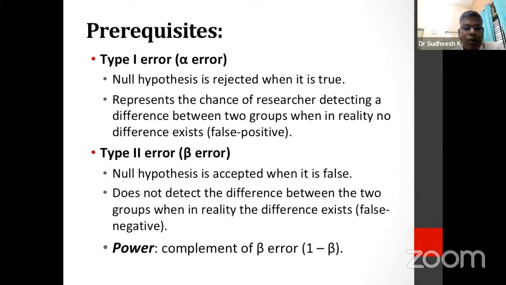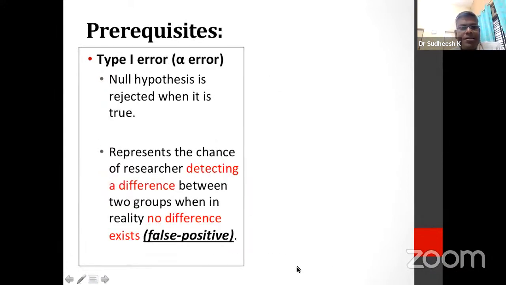The next is the type 2 error or beta error, where the null hypothesis is accepted when it is false. Actually, there is a scientific difference between the two groups, but due to patient or inherent factors, you don't find any difference. This kind of error is known as beta error. So this does not detect the difference between the two groups when in reality the difference exists. In other words, it is explained as false negative. So type 1 error is false positive error, whereas type 2 error is false negative error. And the complement of this beta error is nothing but the power of the study. Most of the time we use the power of the study to quantify the quality of a particular study.